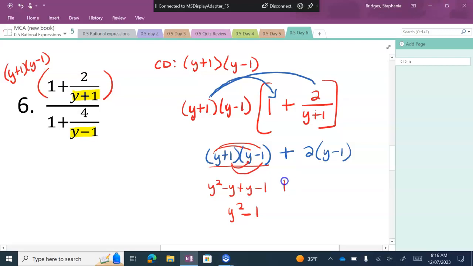All right, then I need to do the second part. I need to distribute that 2 to the y and to the 1. Whoops. What do you think you should do next? Combine your like terms first?